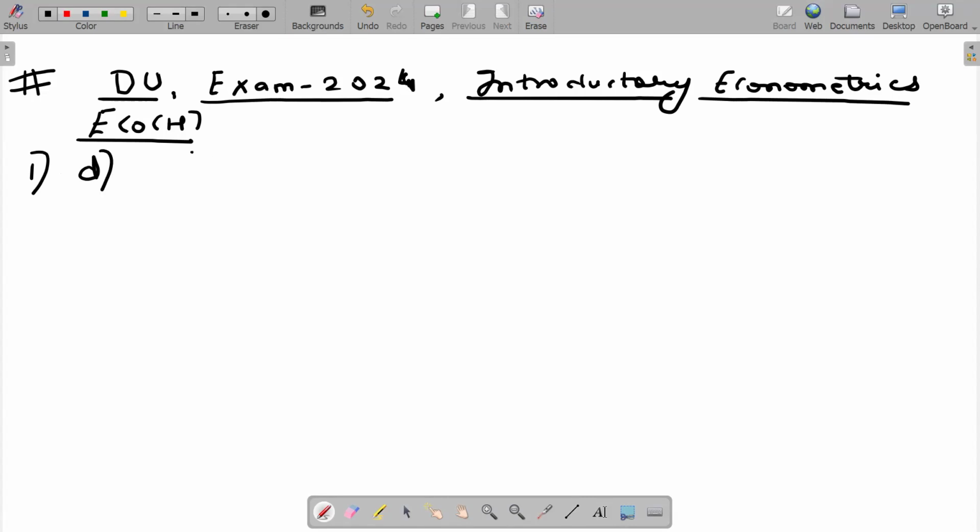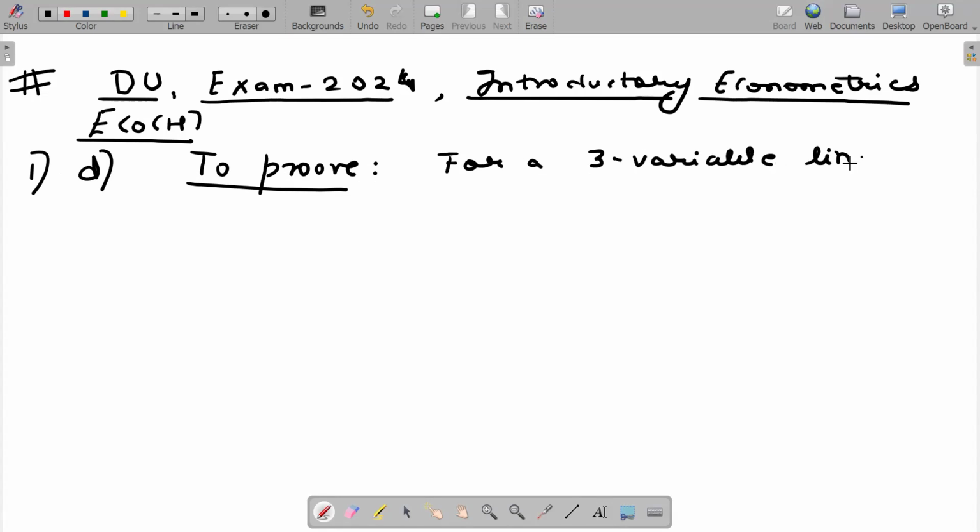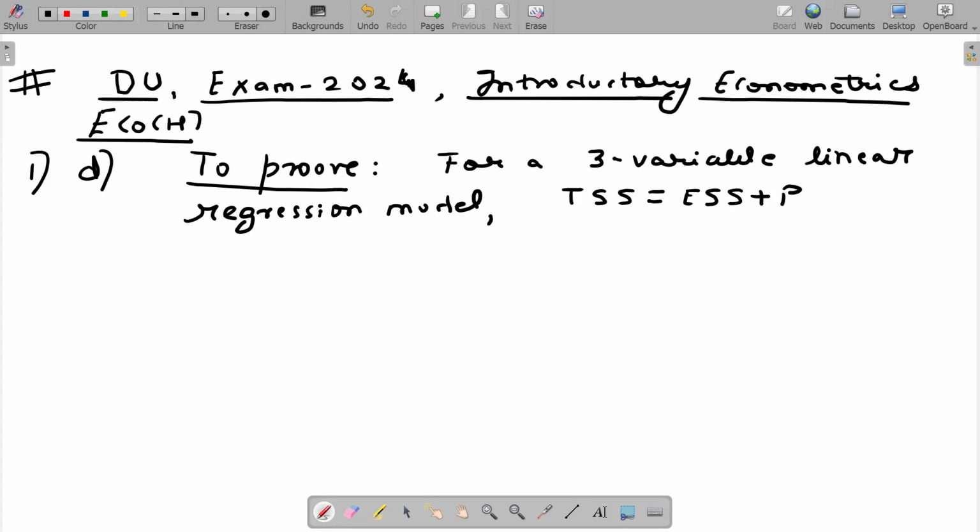Okay, so we need to prove that for a three variable linear regression model, total sum of squares is equal to the explained sum of squares plus the residual sum of squares. Okay, so first of all, let's look at a three variable linear regression model. I'm revising this with all students.